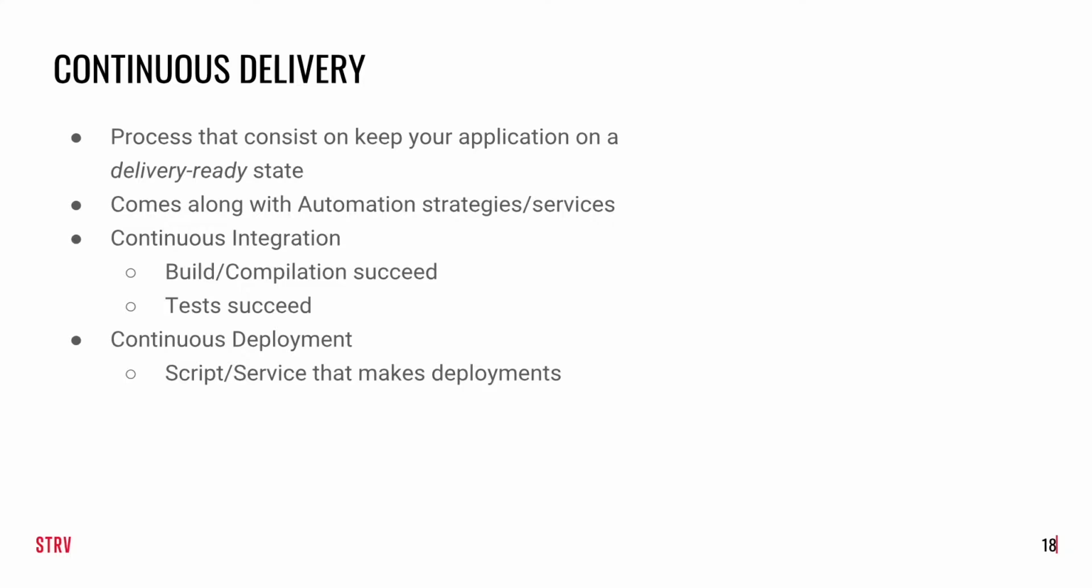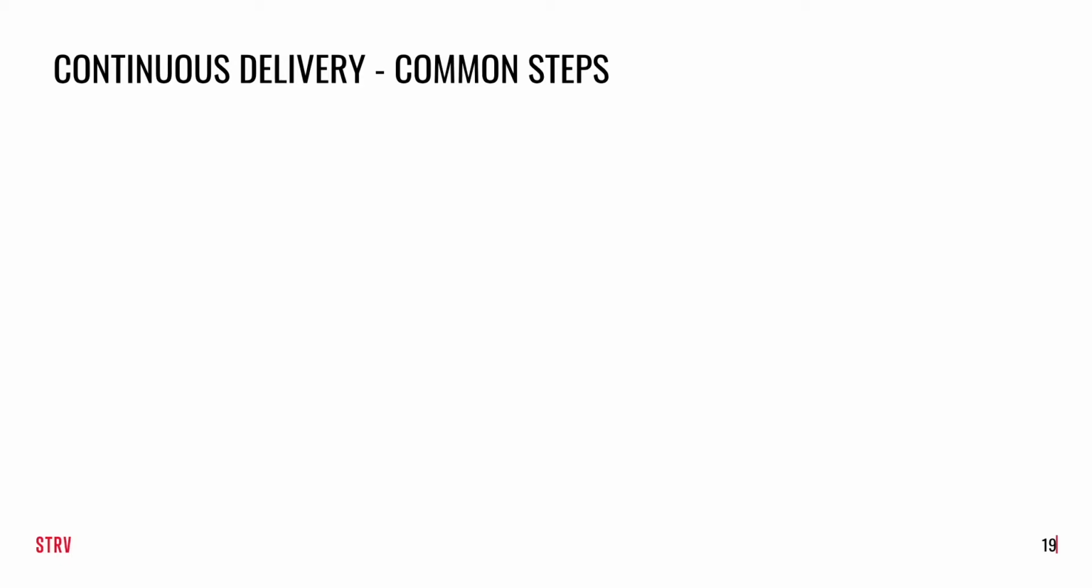That will be basically the script that we're looking for. So if you achieve these two, you are achieving continuous delivery. That's basically it. So what are the common steps for continuous delivery? Of course, start with committing and pushing your new changes to the code base.